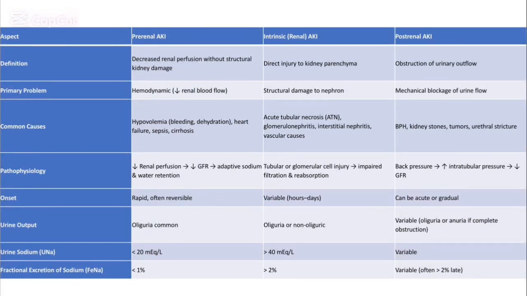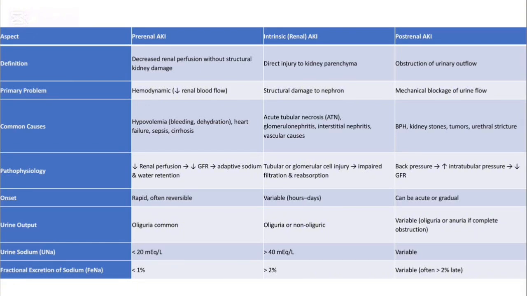Urine sodium and fractional excretion of sodium, or FENa. In prerenal AKI, the kidney attempts to conserve sodium to maintain intravascular volume. As a result, urine sodium is low, less than 20 milliequivalents per liter, and FENa is low, less than 1%. This occurs because intact tubules respond appropriately to hormonal signals, aldosterone.